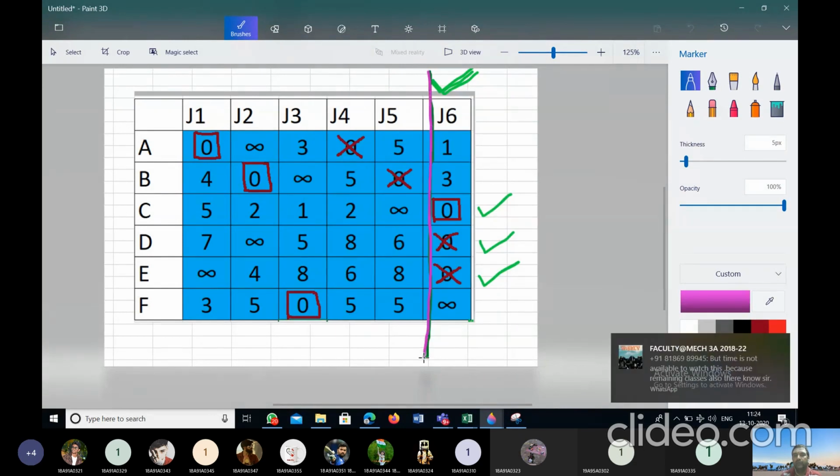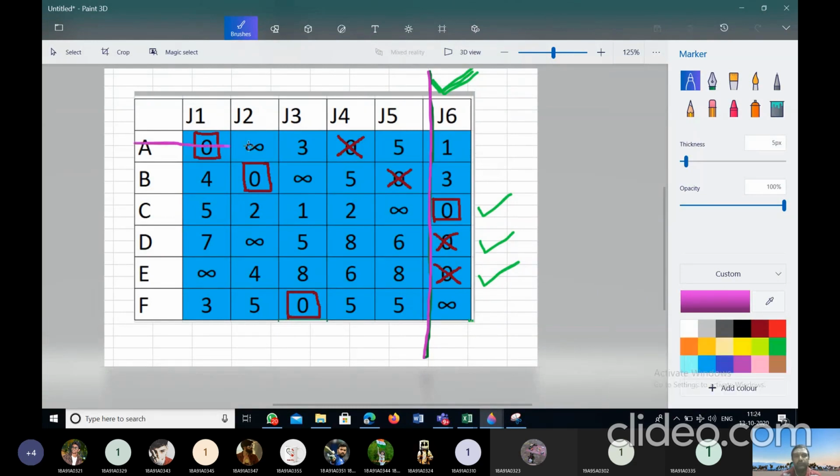So this is marked column, right? Unmarked rows. So A is an unmarked row. Okay. This is an unmarked row. This is also an unmarked row. Okay. And F is also an unmarked row.